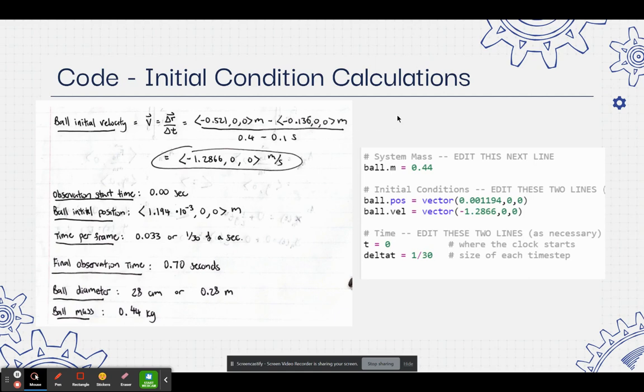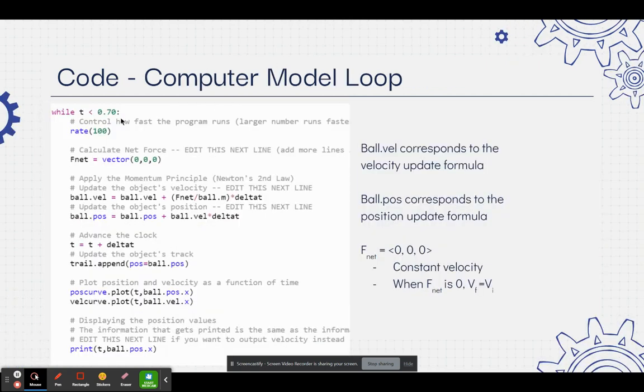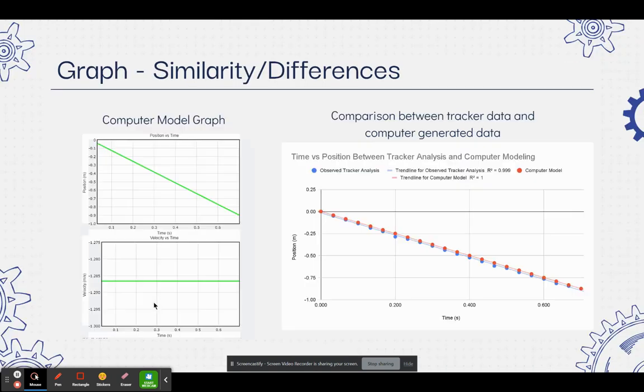Now, for the initial conditions, the main one being the ball's initial velocity, is calculated by the change in position in the x-axis over the change in time, which we get as negative 1.2866 meters per second in the x direction. And this is the code that loops the computer model, which states that as time is less than 0.7 seconds, the net force during this entire time will be zero to make sure constant velocity is possible. Velocity and position will update during this time, and the object will be plotted.